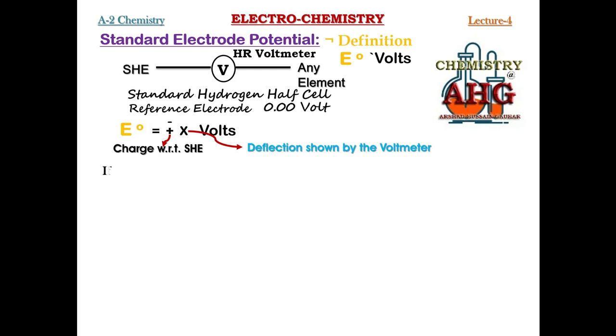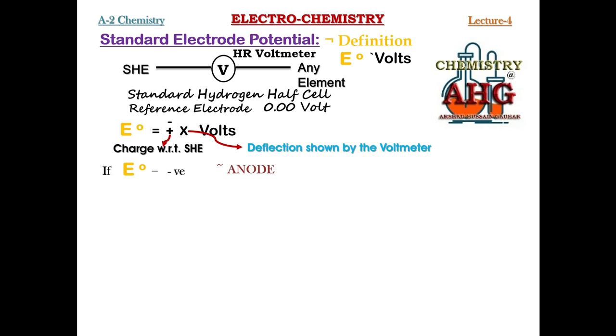How is that? If suppose the E naught value of an element is negative, what does this mean? It means when we connected that element to the standard hydrogen half cell, that element would have undergone oxidation, because oxidation takes place at the anode, and the anode carries negative charge in a voltaic or electrochemical cell. So whenever you see the standard electrode potential of an element is negative, you must remember that the element, when connected to the standard hydrogen half cell, would have become the anode and would have undergone oxidation.